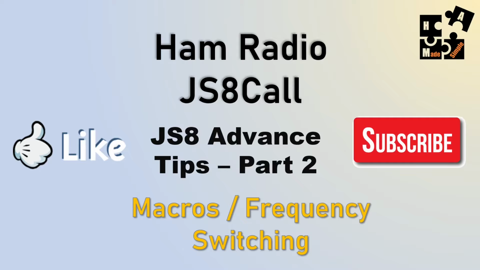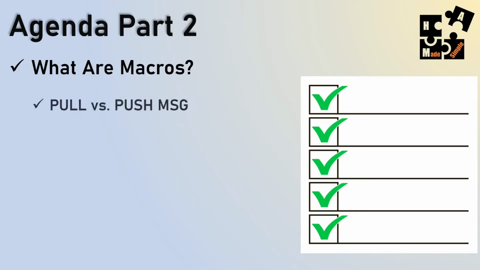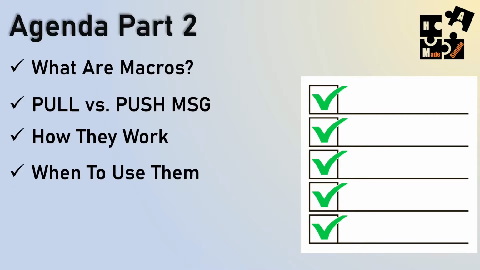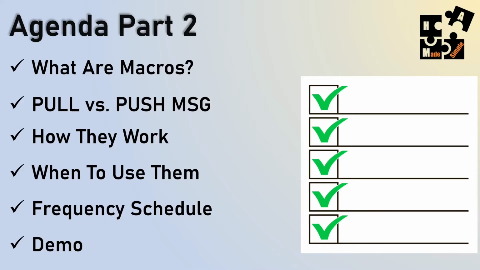I'm going to go over what macros are, pull versus push messages, how they work, when to use them, and a frequency schedule, which is the switching, as well as get into a demo, and you can see how I create and use some of these macros.